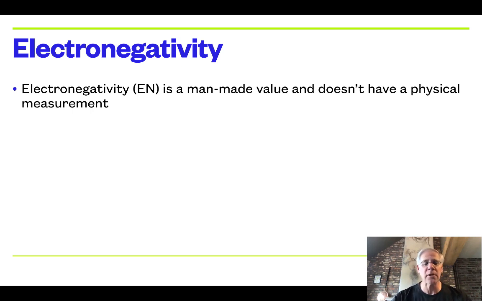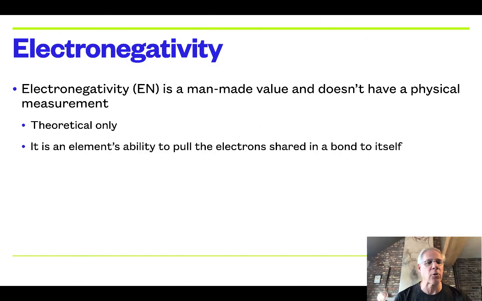Now, electronegativity is a man-made value. It doesn't really have a physical measurement. So in other words, you cannot go out to the store and buy an electronegativity meter. It has to do with different measurements that were made between lots of different compounds, and comparisons were made. There's lots of different formulas used to try to calculate the electronegativity, and then they get assigned an arbitrary value that has some set maximum, and everything gets worked on from there. We don't need to worry about the formulas. So again, it's a theoretical value only. It's all we wanted to mention.